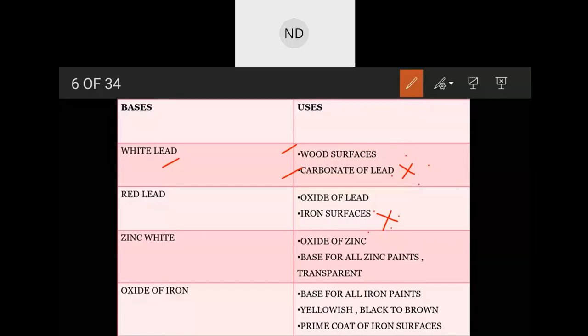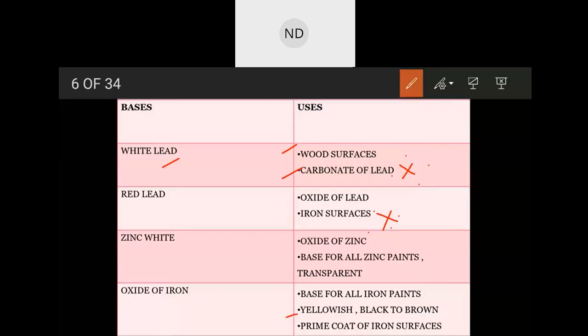Next one is zinc white. Zinc white is the oxide of zinc that forms the base of all the zinc paints. It is less durable and is difficult to work with. It is basically transparent in nature. Next one is oxide of iron. It forms a base for all the iron paints. It is usually yellowish, black to brown in color, and it forms the prime coat for the iron paint.